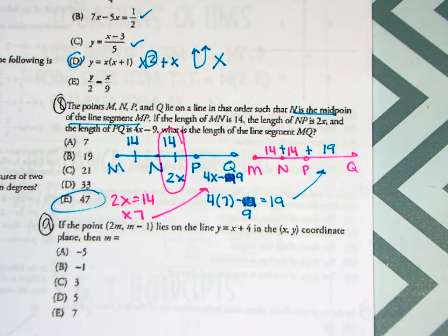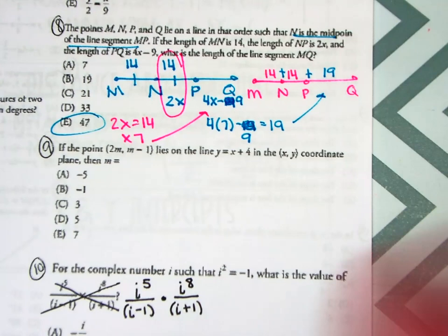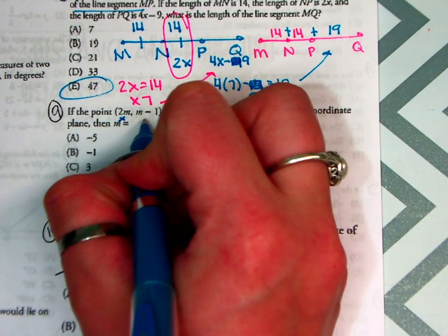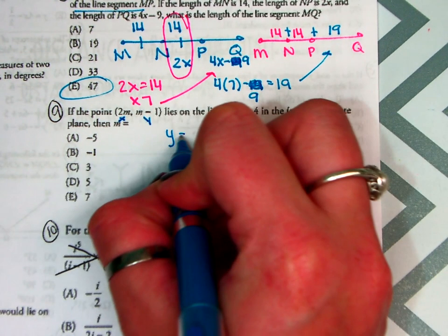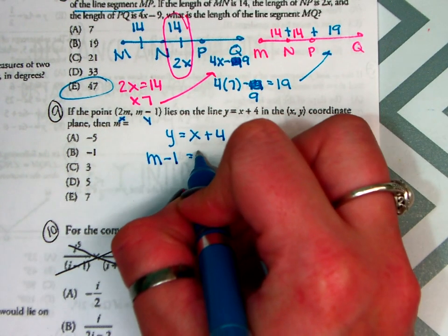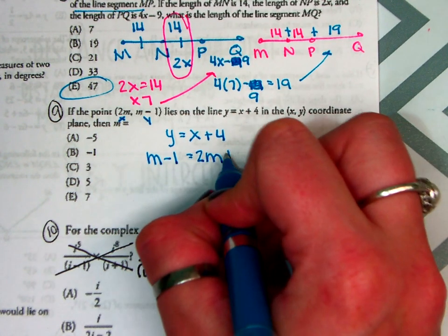for that piece. Number 9, if the point 2m and m minus 1 lie on y equals x plus 4, then what does m equal? Well, this is the x value, this is the y value. So y equals x plus 4. My y coordinate is m minus 1. My x coordinate is 2m plus 4.